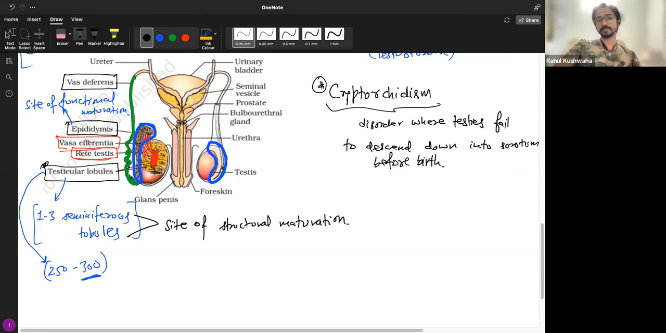VD and VE. So vasa efferentia connects epididymis to testes. Write down: vasa efferentia connects epididymis to testes. And vas deferens connects epididymis to the sperm duct or ejaculatory duct, to the ejaculatory duct. And from vasa deferentia onwards, you can see that it's going.